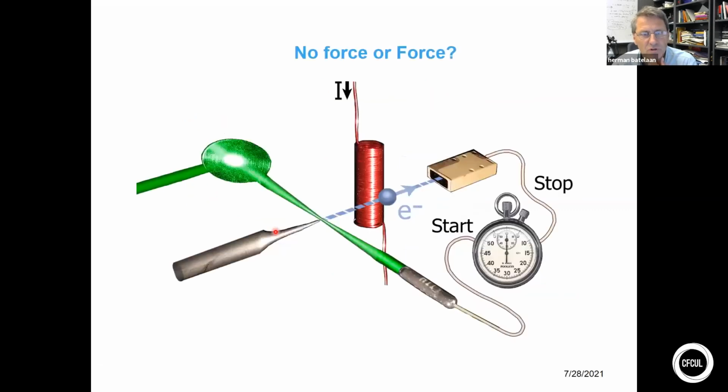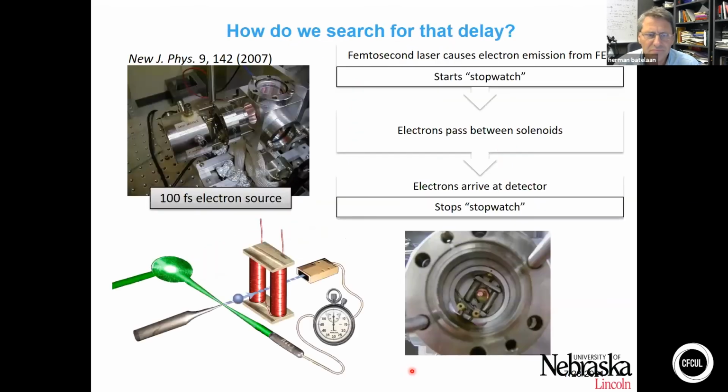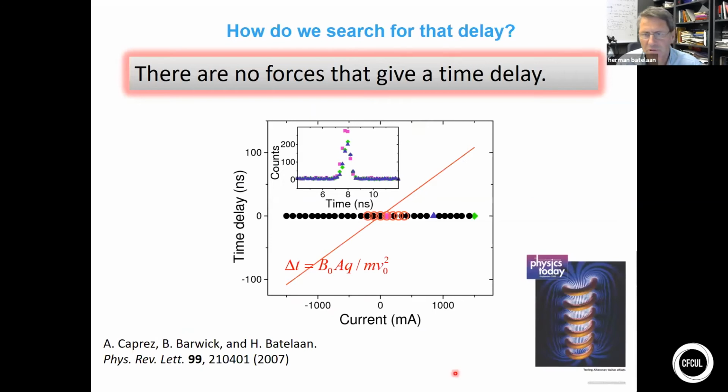So measuring force, this is what we did already in 2007. We shot an electron on a femtosecond needle, generated in a little burst, and then we timed when it arrives. And then we ruled out that there's a forward force that could explain the Aharonov-Bohm effect, and that at that time appeared on the cover of Physics Today, together with Tonomura, which was a lot of fun. So we showed that there was no force. There's an effect, but no force. That's what it's famous for.